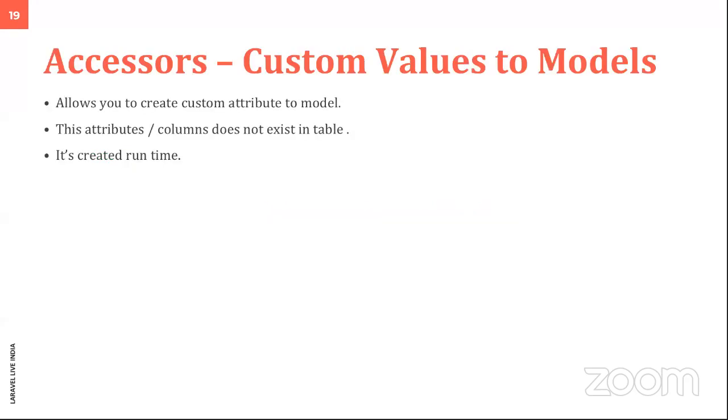This is one of the most important features, I would say: accessors. You can add custom values to models. Now, when we say custom attribute, that means that particular attribute does not exist in your physical table. So let's say you have a table, and this particular column does not exist in the table. However, you can create it at runtime and it will just act as a normal attribute of the model in memory. So in the database, that particular column is not there, but still you can use it. So let's see how we can do that.